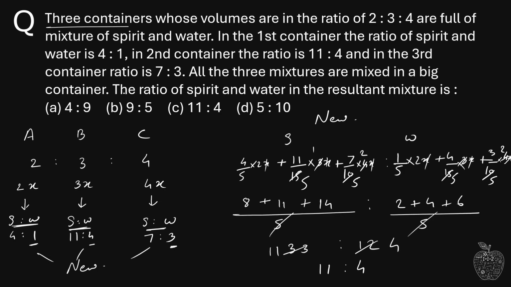So the question is asking us the ratio of spirit and water in the resultant mixture. So in this resultant mixture, the ratio of spirit to water is 11:4. That means this is our required answer. Here option C is the correct one.